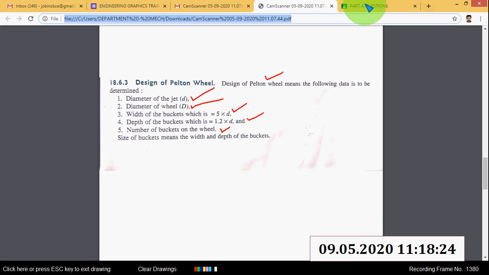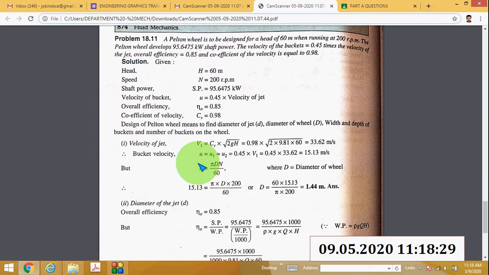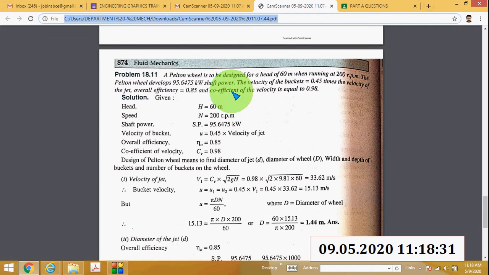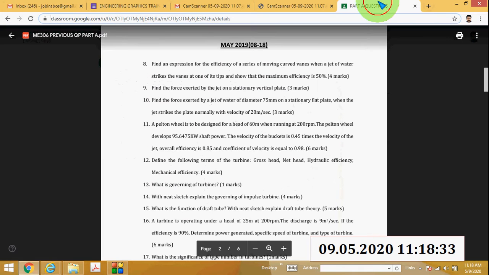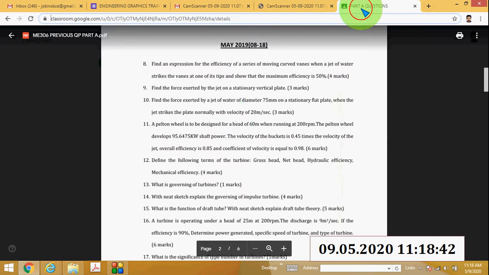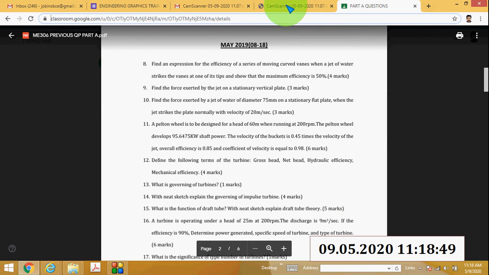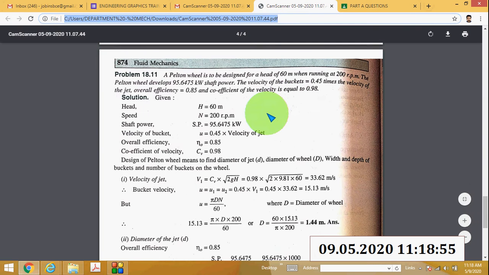Okay, so this is the problem. This is the direct problem. You can see the head is 60 meter when running at 200 rpm. So 200 rpm develops 95.6475 kilowatt shaft power. Then velocity of buckets is 0.45 times the velocity of jet. Then overall efficiency is 0.85 and the coefficient of velocity is 0.98.